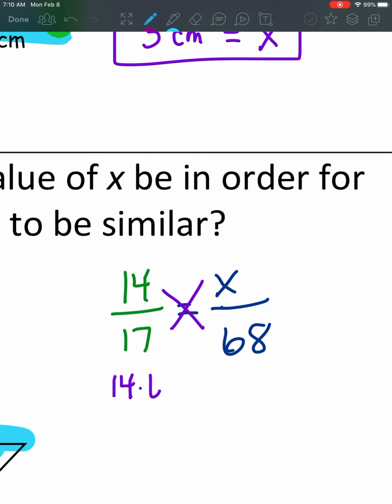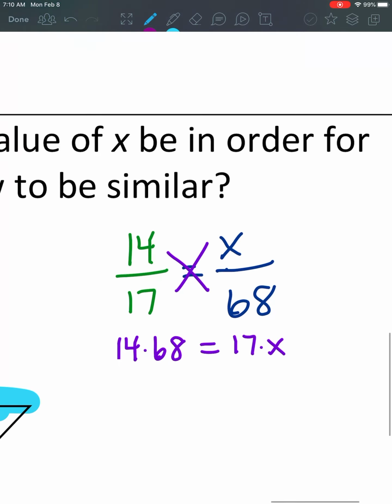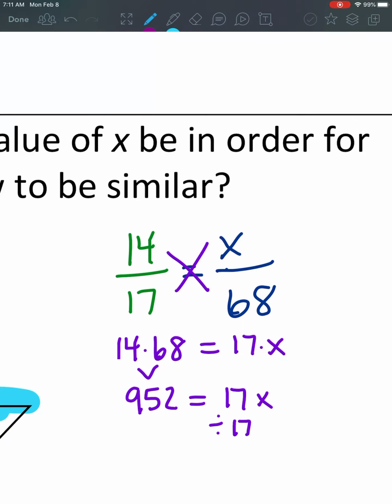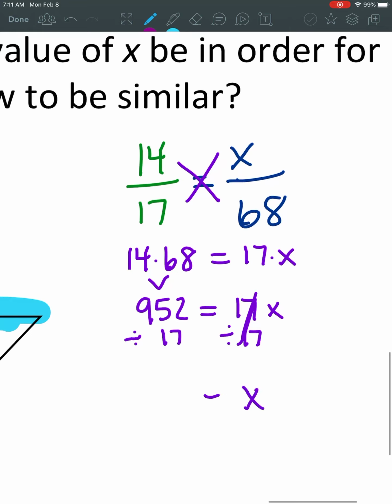Multiply cross products, set them equal to each other. 14 times 68 is 952. And then to solve for x, we will divide by 17. So x equals 56 millimeters.